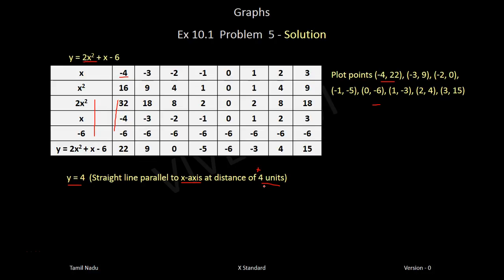Now the next thing is that we'll have to select the scale, right? What is the minimum value of x? Minus 4. What is the maximum? 3. So maximum minus minimum, 3 minus of minus 4, that is 3 plus 4, 7. So you can have a scale of 1 centimeter equal to 1 unit because its range is only 7, right? So that is fine.